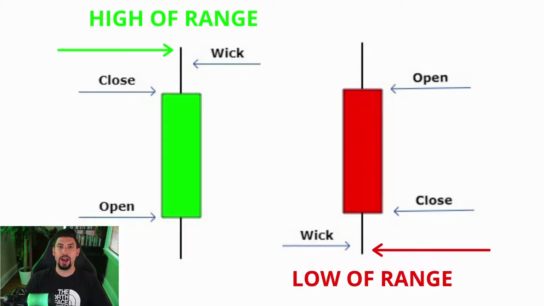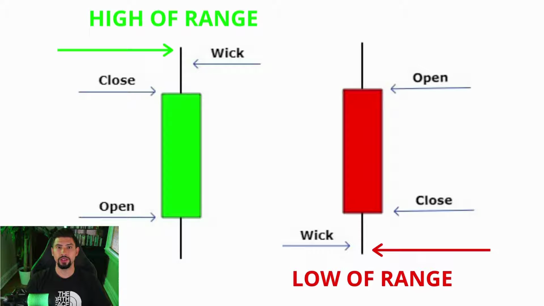Then you have the high of day. This tells you the highest point that the stock price reached for that time period. And then you have the low of day, which tells you the lowest price that stock traded at for that particular day. So in this example, on the left, we have a green candlestick. This means that the price closed higher than where it opened at the beginning of the day. On the right, we have a red candlestick, which means that price closed lower than where it opened for the day.